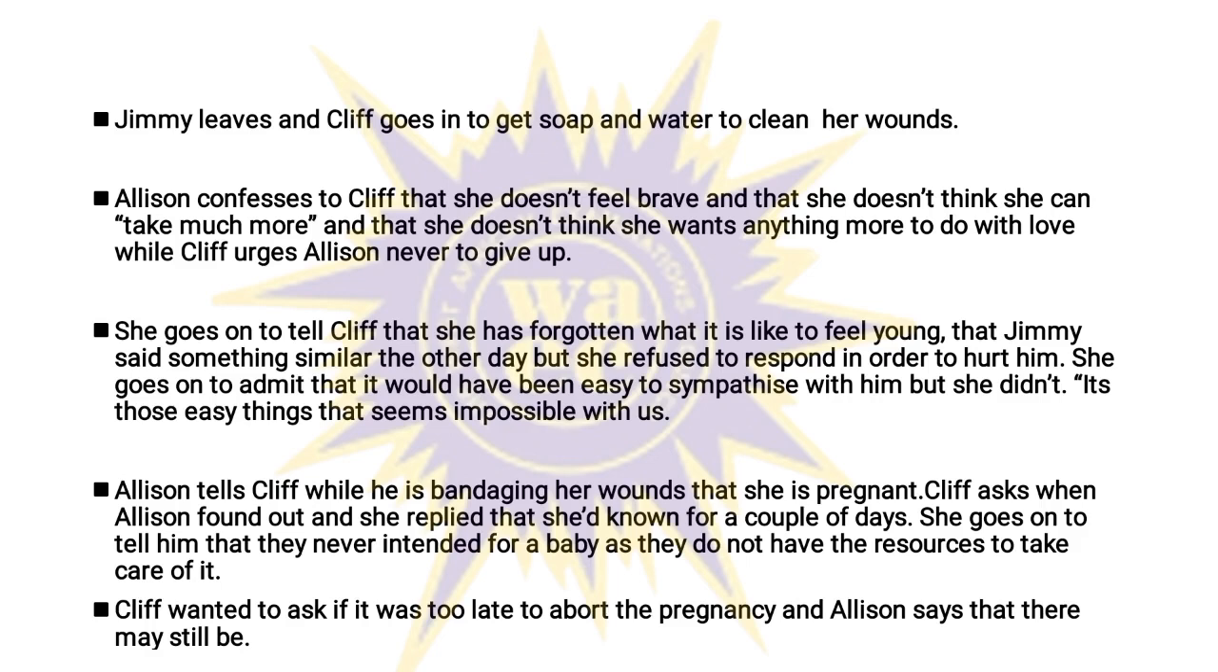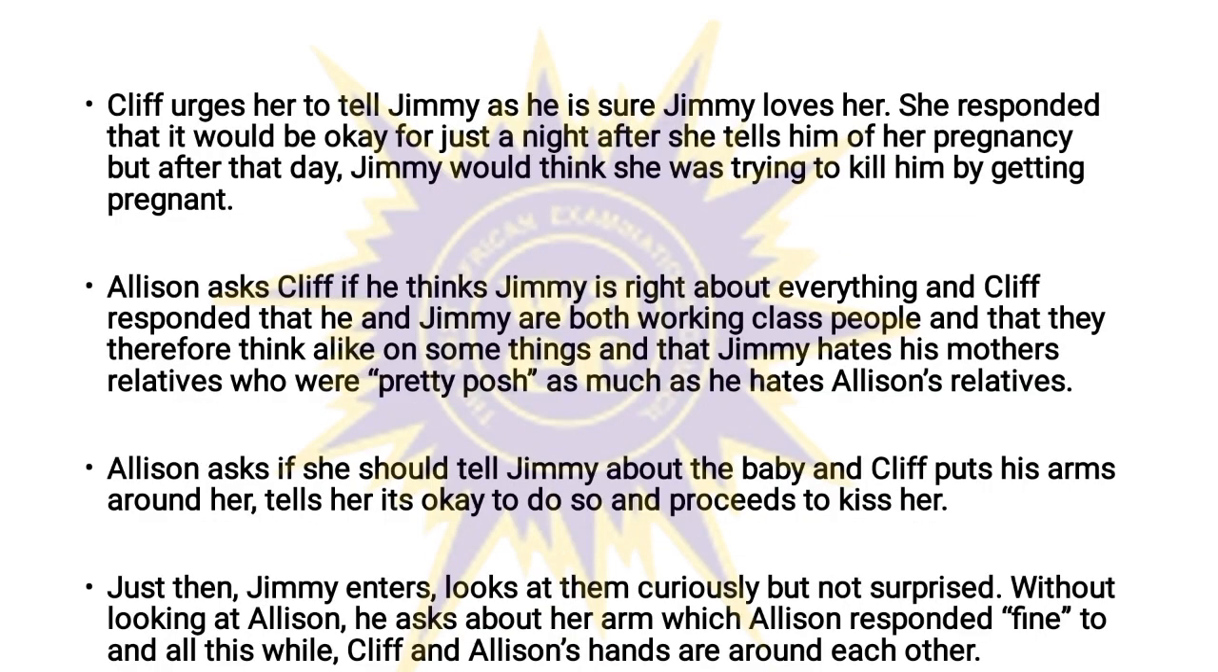Cliff goes on to ask if it was too late to abort the pregnancy. She said she doesn't know. And of course, Cliff encourages her that, see, Jimmy loves you. Just forget the fact that he talks like this to you. He really and sincerely loves you, so you can just go ahead and tell him. And Allison said, see, if I tell Jimmy, he is going to be okay with it for just a night. After that, he's going to taunt me with it for the rest of my life, for the rest of the 9 months, that she purposely got pregnant to trap him. And here is where Allison starts to ask Cliff if Jimmy was right about everything.